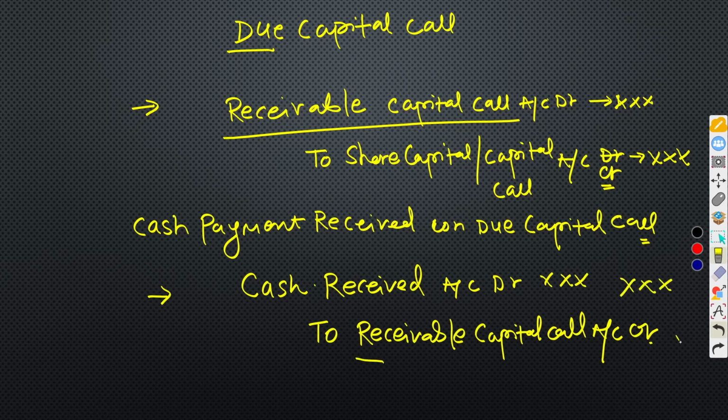All right, so you will have a net accounting entry, basically cash account debit to share capital account or capital call account credit. So this is how we prepare the accounting entry in the books of the LP, meaning limited partner, when you have a due capital call. So note down this accounting entry. I'll take a small pause so that you can note it down and practice it out. All right.